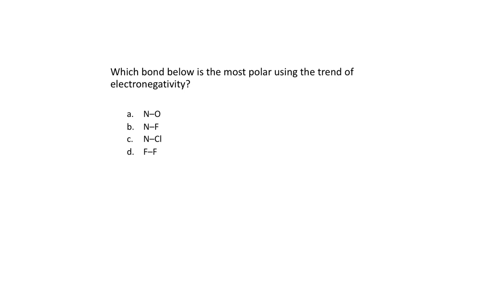So which bond below is the most polar? Just using the trend of electronegativity. So you shouldn't need the chart for this question. Sometimes you see a question like this on the test, you're like, okay, I want to see a chart. But here we're just really trying to use the idea of increasing electronegativity towards F in both directions. So take 30 seconds to a minute to try to think of which bond here is going to be the most polar.